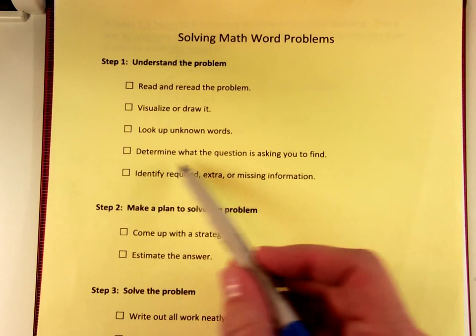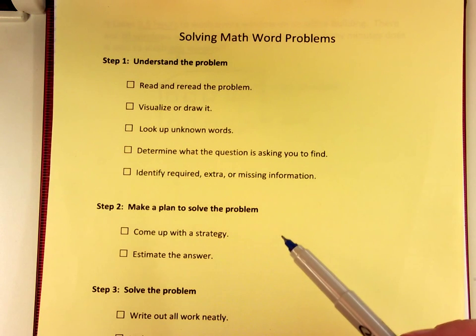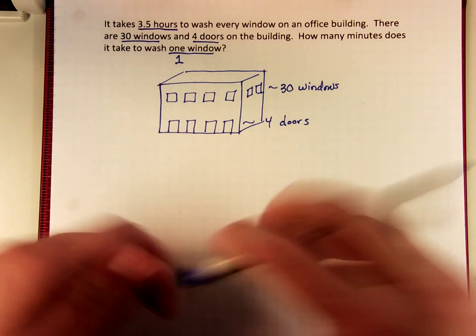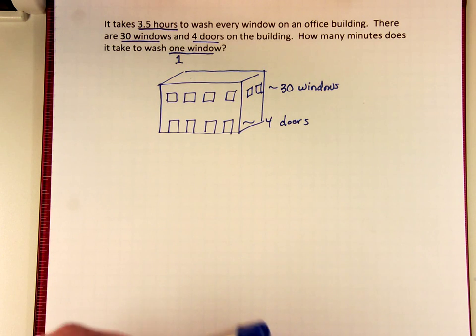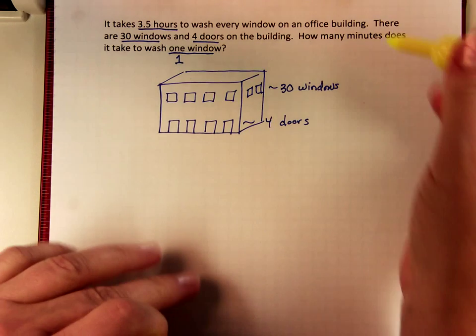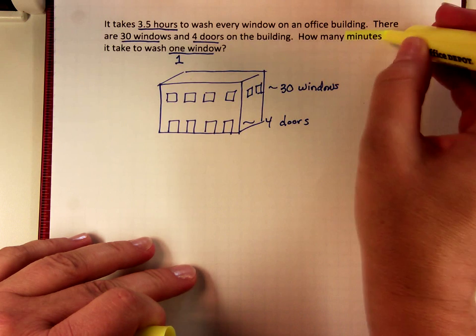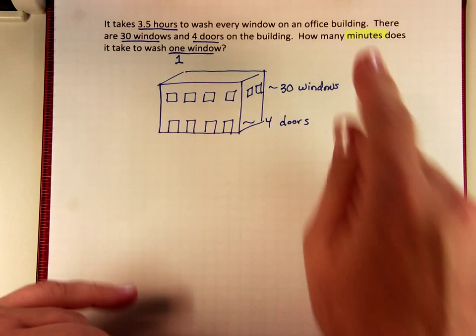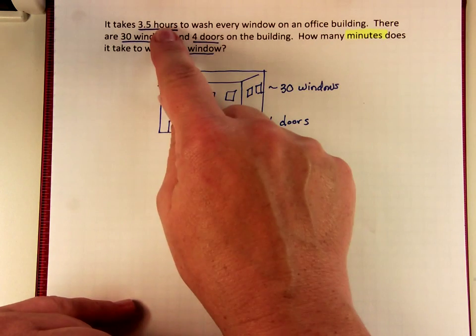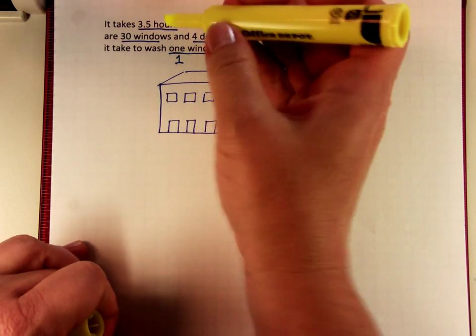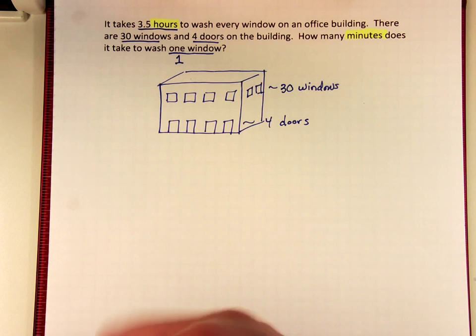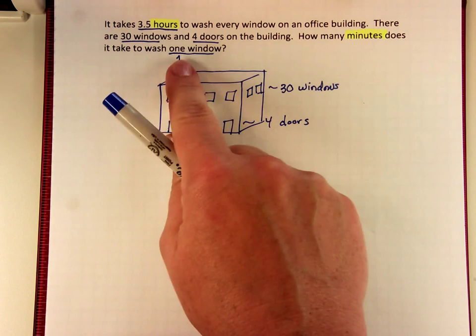Let's go back to our checklist. Determine what the question is asking you to find. That's important. Over here in the problem, it says, how many minutes does it take to wash one window? That's important because we were given the information in hours. So we're going to have to do a conversion. I need to find out how many minutes it takes to wash just one window.